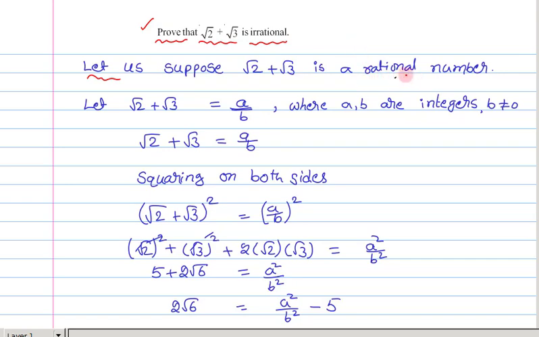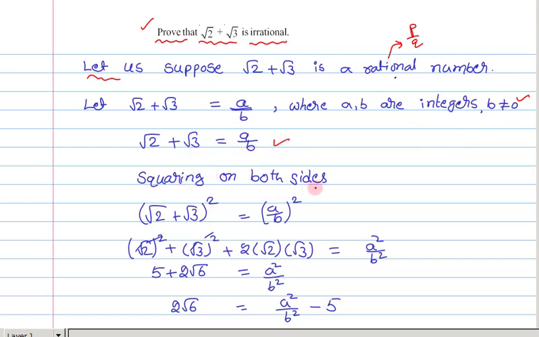Then if it is a rational number, we know the definition of a rational number. Rational number means what? A number which can be written in the form of p by q or a by b. So I am supposing that root 2 plus root 3 is a by b, where a and b are integers and b is not equal to 0.